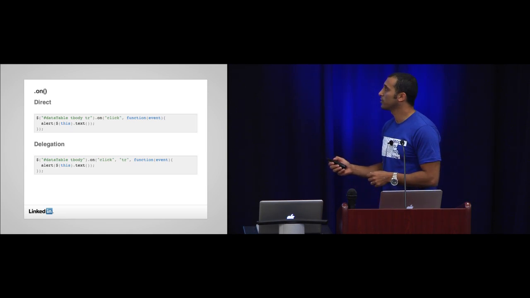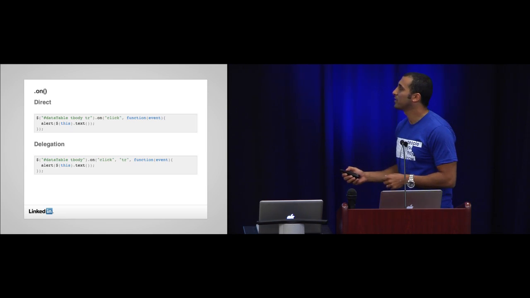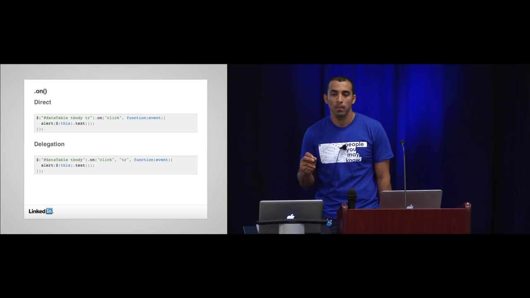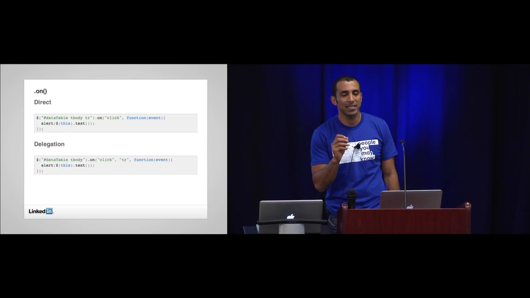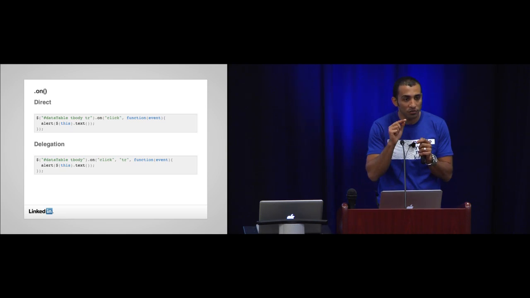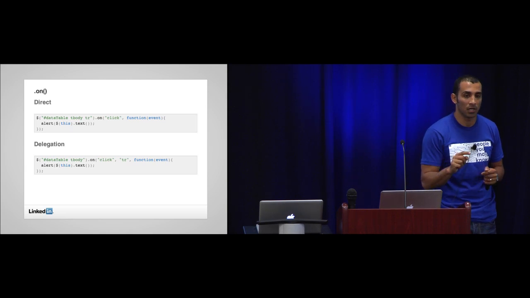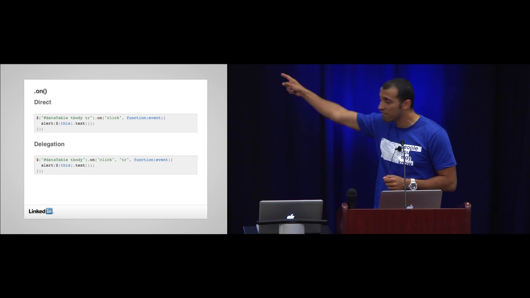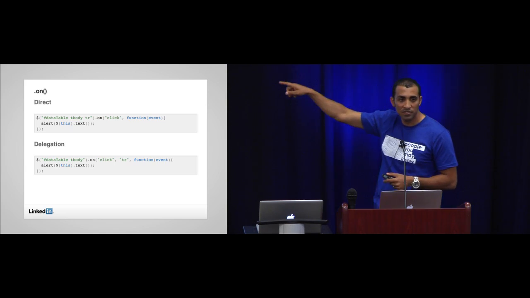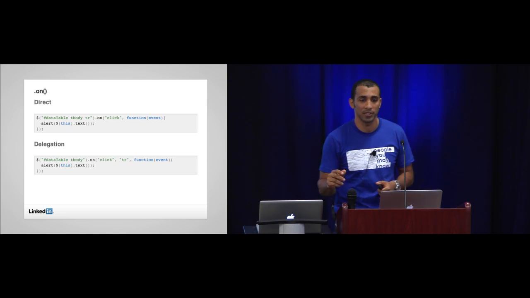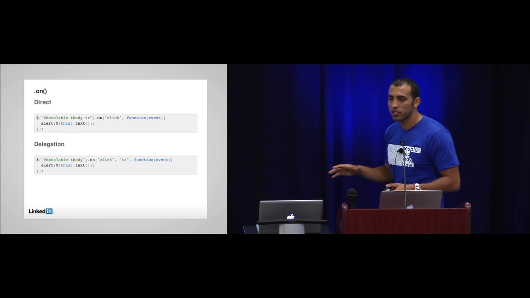So the difference between direct binding and delegated binding is that direct actually binds your function or your event onto the DOM element that you specified. So directly inside of the DOM. In this case, on every single TR, so on every single table row, I will have a click handler bound onto it. Delegation works differently.